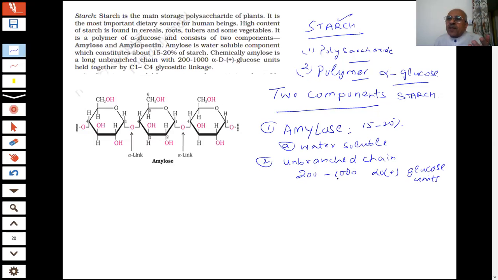I think if we test our body, so much sugar will be there in our body because we are eating so much starch. You are eating cereals, tubers, vegetables, everything is giving starch. And starch has 200 to 1000 alpha glucose units. So much sugar will be produced in the body.